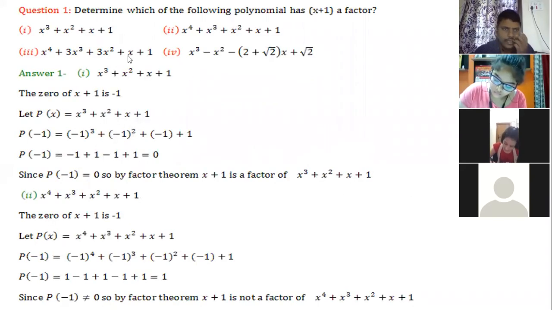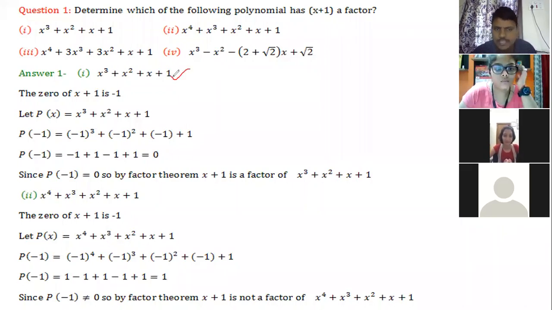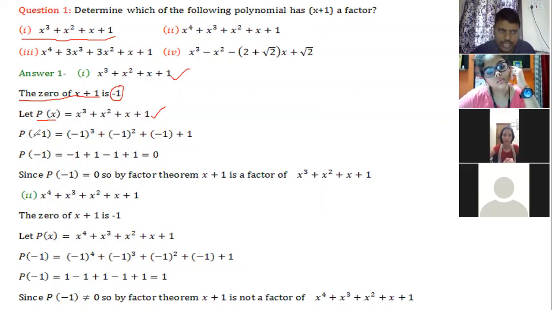Okay. Look here, again, determine, same question, children. Look here, stop writing. I know you are very good. This is easy only. This is x cube plus x square plus x plus 1. This is the given question. Now, they said the 0 of x plus 1. Here plus 1 is there. What do you have to substitute? Minus 1. So, this is the given polynomial, take it as p of x. Here they will not give p of x, children. You have to take it. So substitute minus 1.